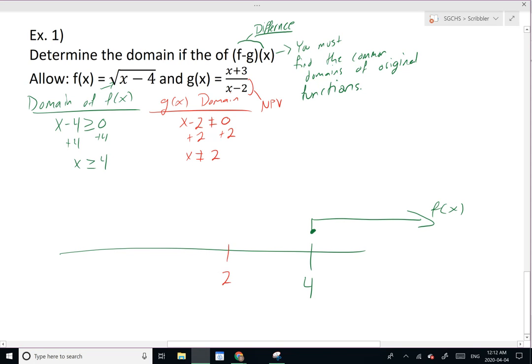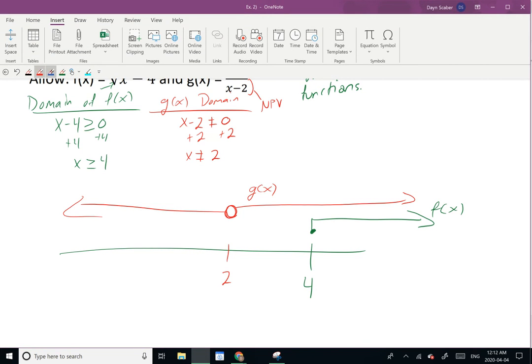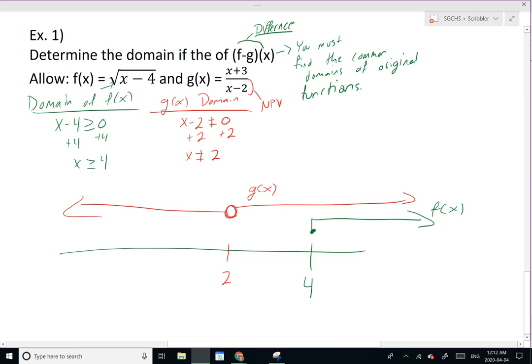So positive 2 falls here. Now this cannot equal it, so I'm going to do an open circle. But recognize we can be any number that's smaller than this value, as well as any number bigger than this value. So this is the g of x domain. Now to figure out what the domain of f minus g is, we have to find the common domain between these two things. Well, the common domain starts at positive 4 and goes on forever.